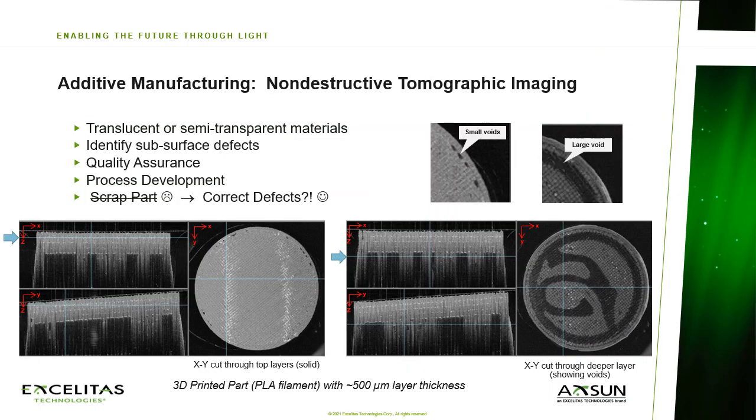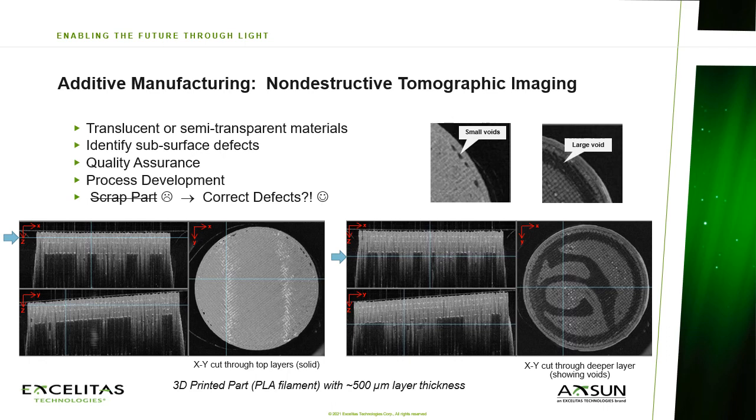Another area where OCT has utility in additive manufacturing is for non-destructive tomographic imaging of translucent or semi-transparent materials like polymers. We show here how an OCT scan can be used to identify subsurface defects or voids in a PLA filament extrusion part. The XY images are reconstructed at different depths corresponding to the horizontal blue cursors in the orthogonal planes. On the left, you see a section through mostly continuous top layers, but on the right, a section through deeper layers shows that the part contains large voids in the material which are not apparent from the exterior.